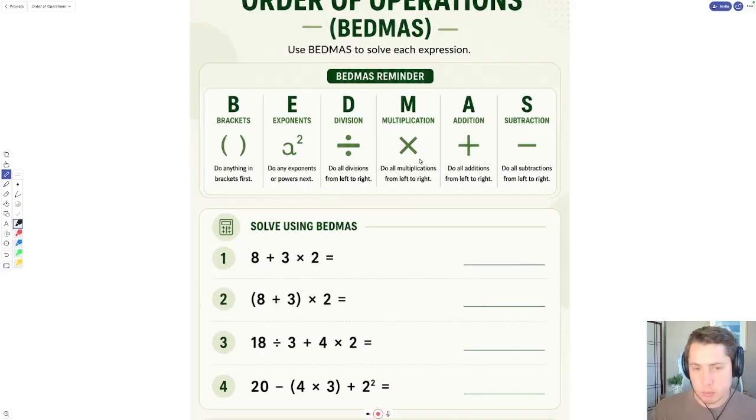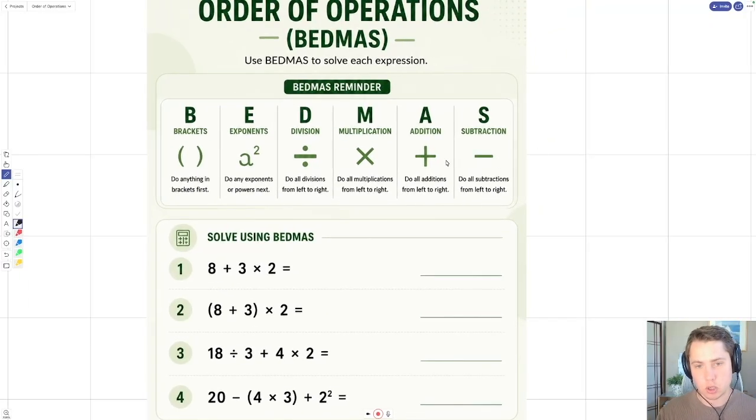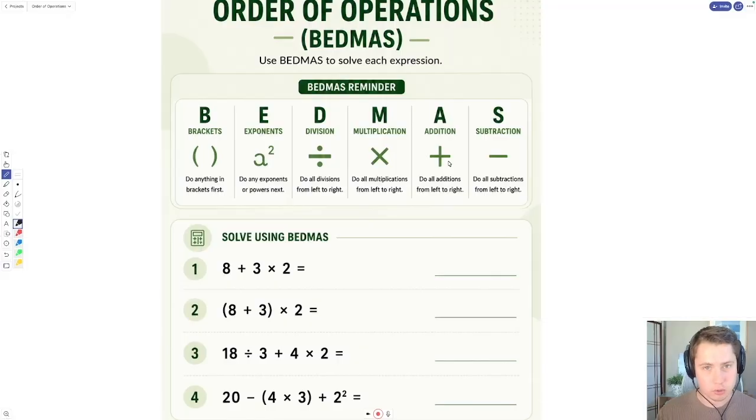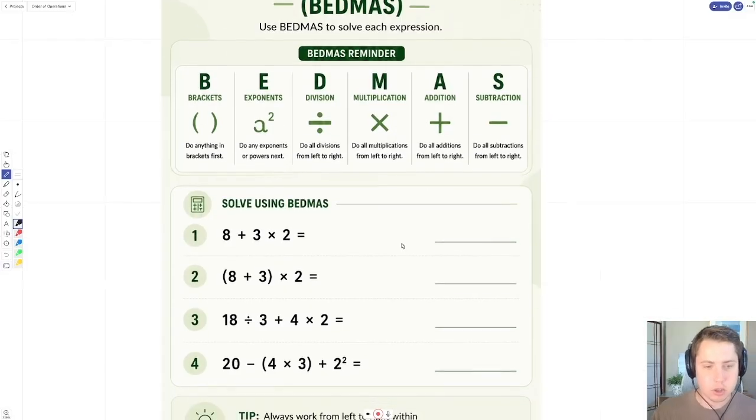Now, key thing to remember is that division and multiplication, they're on the same level. So you go left to right, okay? Just because division is first doesn't mean you do it first if it's on the right side of the equation. It's left to right. Same with addition and subtraction, left to right. All right, let's get started.